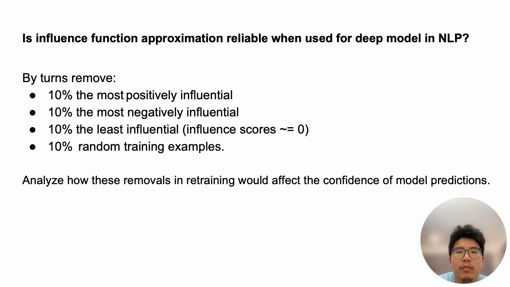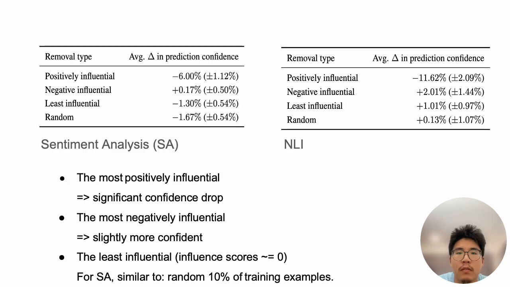To answer the first question, is the influence function approximation reliable when used for deep models in NLP, they designed an experiment to remove 10% of the most positively influential samples, 10% of the most negatively influential, 10% of the least influential with influence scores near 0, and another 10% random training examples. They then analyze how these removals and retraining would affect the confidence of the model's prediction.